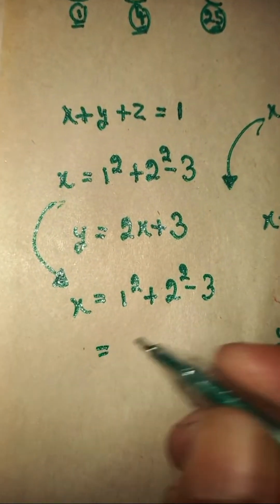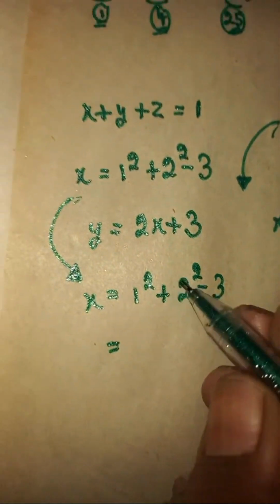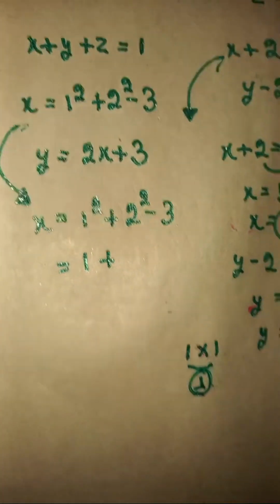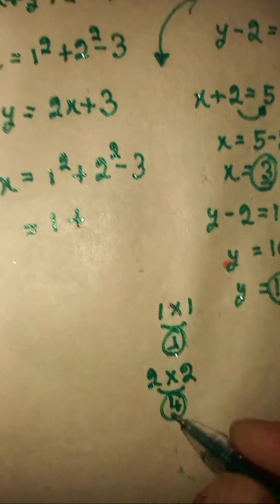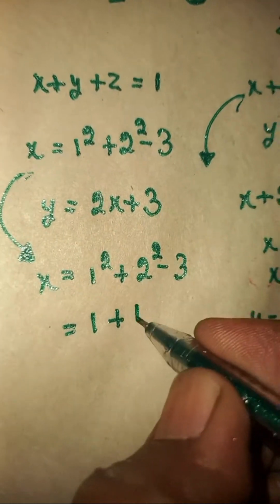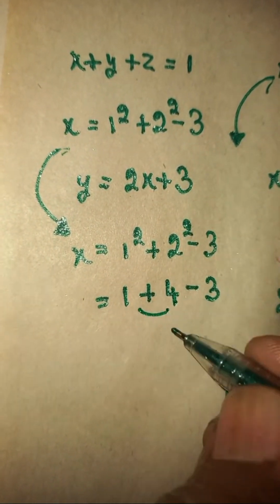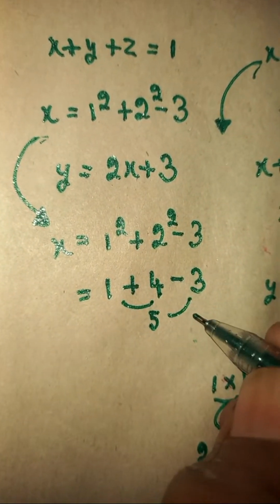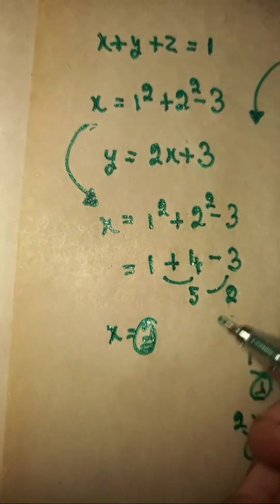1 square means 1 times of 1 is 1, so it becomes 1. And 2 square means 2 times of 2, which is 4, so this is 4. Minus 3. 1 plus 4 is 5. 5 minus 3, which is 2. So the value of x is 2.